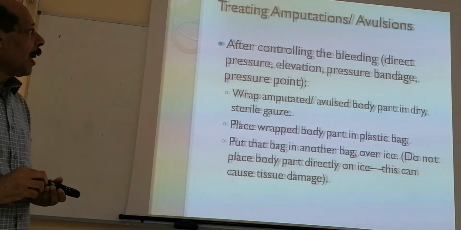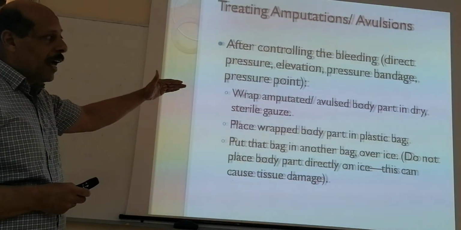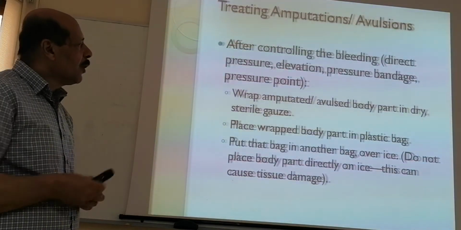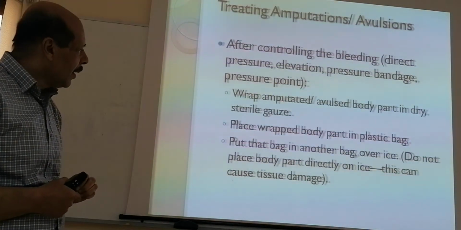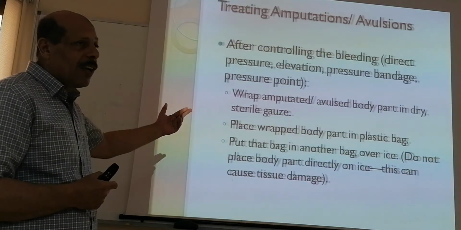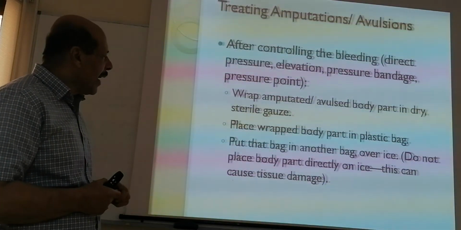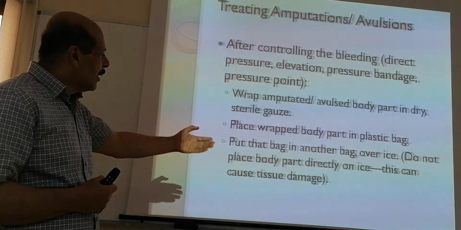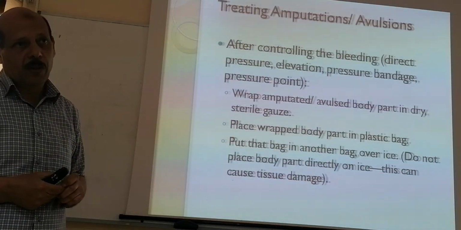Treating amputation and avulsion: after controlling the bleeding with direct pressure, elevation, pressure bandage, and also pressing on the pressure point, we wrap the amputated or avulsed body part in dry, sterile gauze. Place the wrapped body part in a plastic bag, and then put the bag in another bag over the ice. Don't place the body part directly in the ice, because this will cause damage to the tissues.